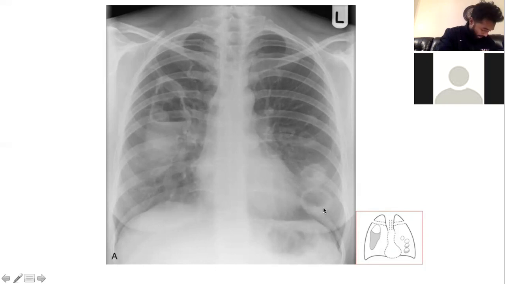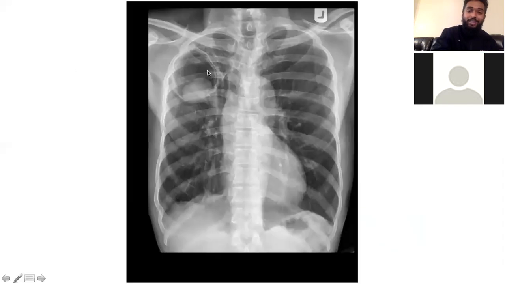With these cavitating lesions, if the walls are really thick, it's more likely that it's malignant. But the cool thing is, if you see a cavitating lesion and you see a little white ball within the cavity, what do you think that is? Aspergillus or something, right? Yeah, aspergilloma, which is right here. You see this cavity, but you see this white ball inside. Those guys are just opportunistic as hell, man. Something leaves a cavity and they just find a home in there.